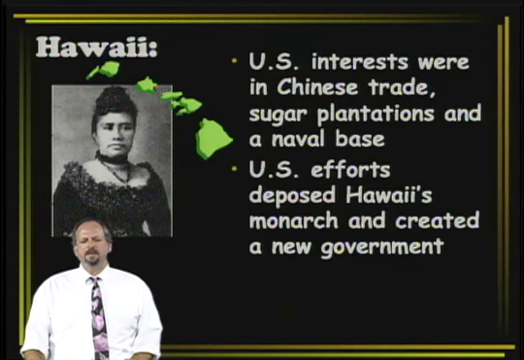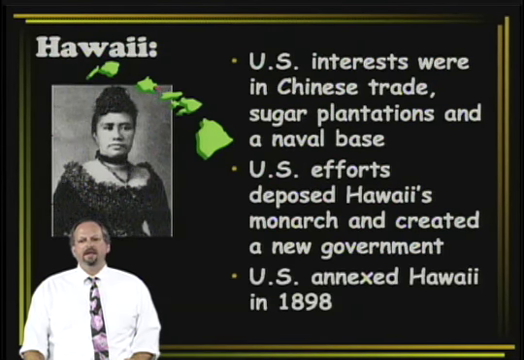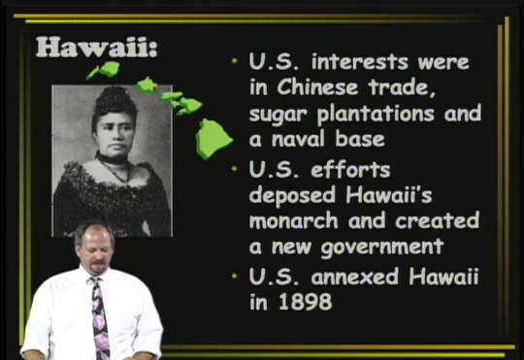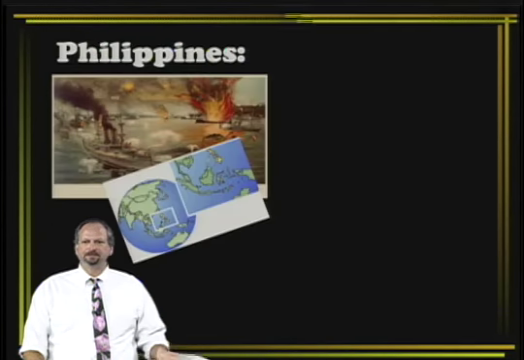So these Americans put forth efforts. They deposed Hawaii's monarch and created a government for themselves. And then the United States quickly annexed Hawaii, realizing its incredible strategic value. That all happened in 1898.